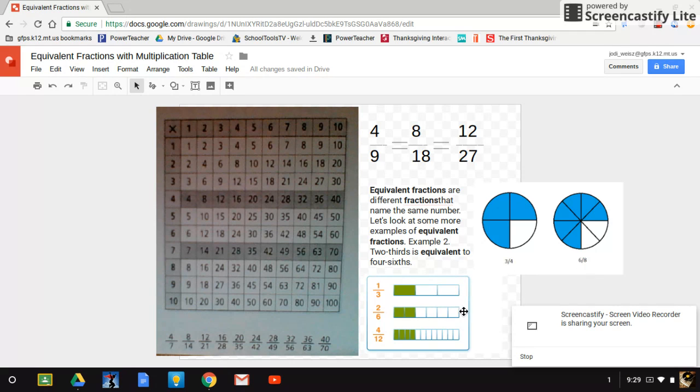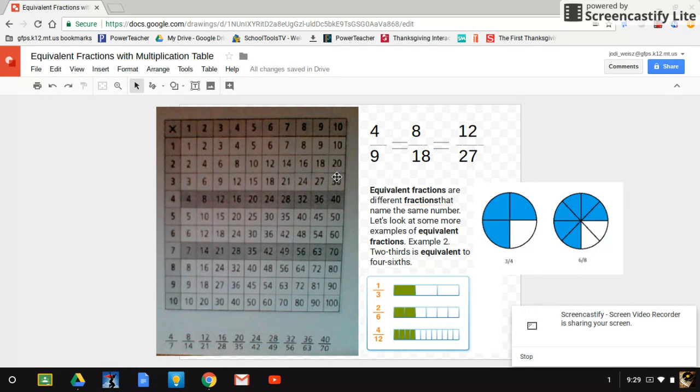I also have fraction bars down here below that show you we can say 1/3 of this bar is filled in, or 2/6 of this bar is filled in, or even 4/12. That's 4 boxes out of the 12 boxes on this fraction bar are filled in. All 3 of these line up to be the same amount. However, the fractions show different numbers as the numerator and the denominator.